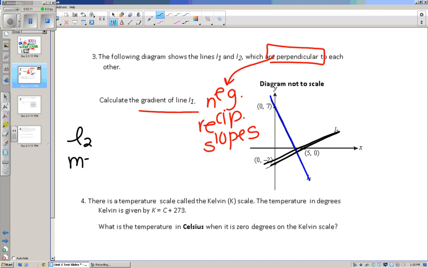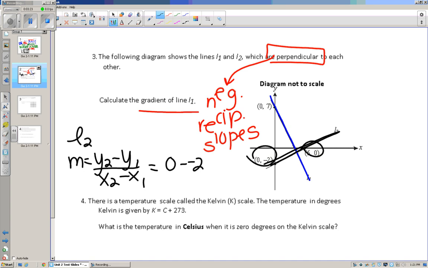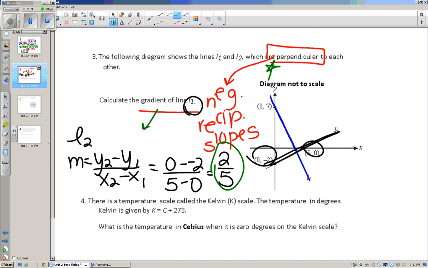So m equals y2 minus y1 over x2 minus x1. So using these 2 points, I'll have 0 minus -2 over 5 minus 0. So I'm getting 2 over 5 as the slope of L2, but the problem asks for the slope of L1. However, I know they're perpendicular, so I know it has to be the negative reciprocal of 2 over 5. So the gradient of L1 would have to be -5 over 2.